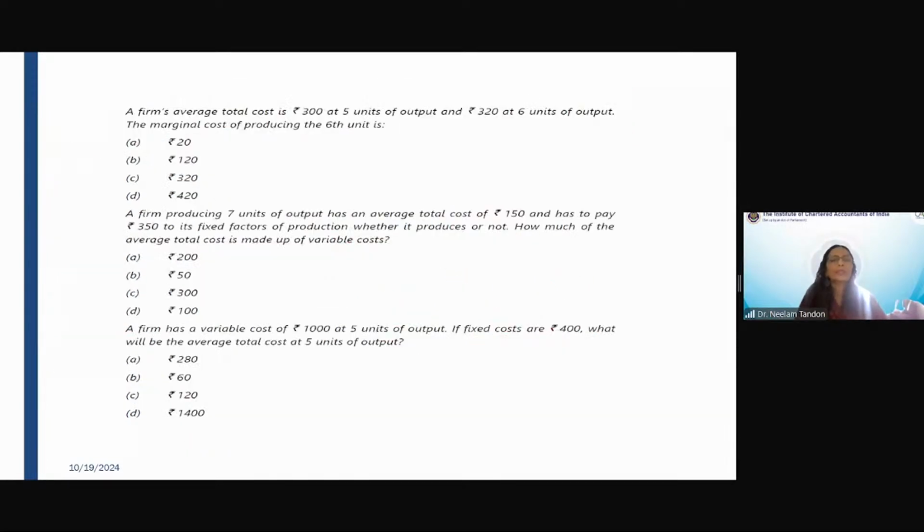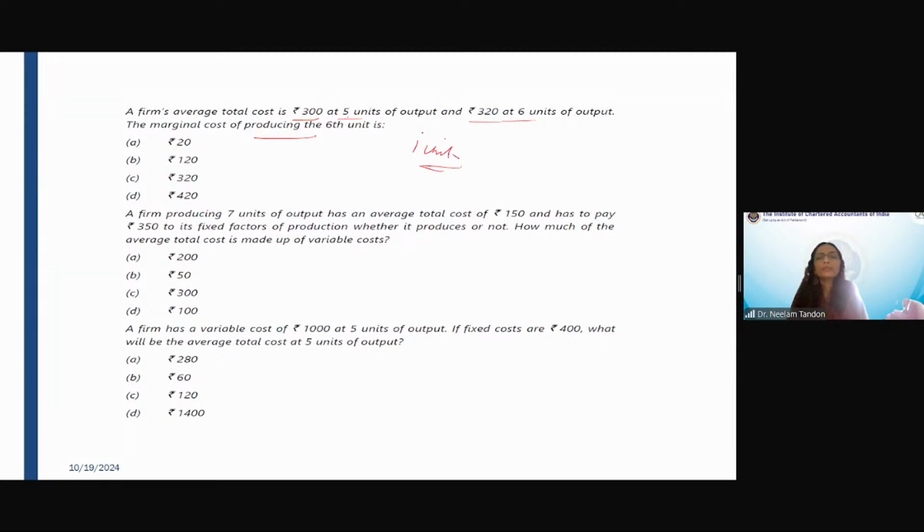Okay. Then this is another question, from a series of questions which are given. The firm's average total cost is 300 at 5 units of output and 320 at 6 units of output. What will be the marginal cost of producing the sixth unit? Marginal cost is the change when going from 5 to 6 units, so the addition is of 1 unit.